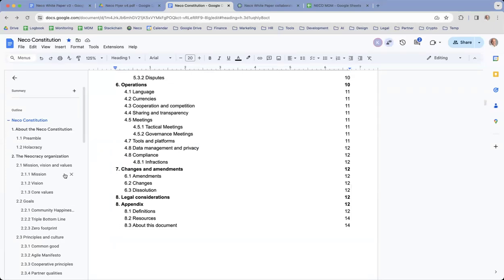As I said before, this Neco Constitution is an additional document that is very important for us more internally. I don't think that this is relevant for all our members in all the detail, but it's still here for you to review and to ask questions, and it's especially interesting for people who are interested in a decentralized organization and understanding how a DAO works.